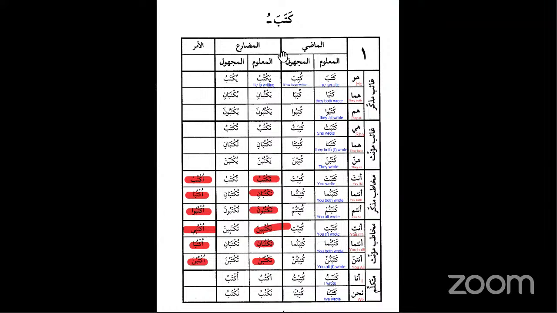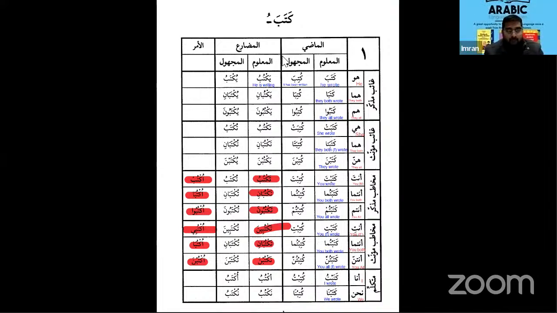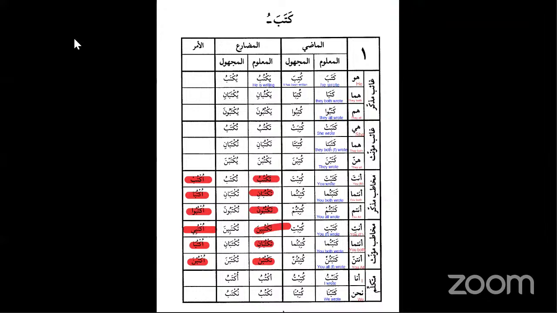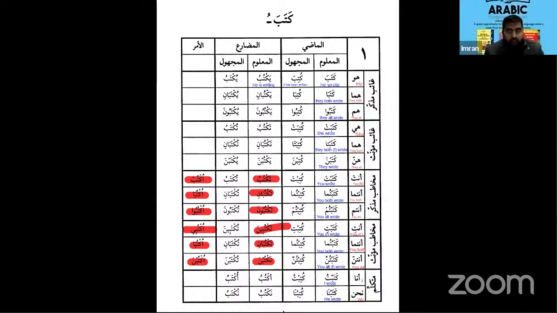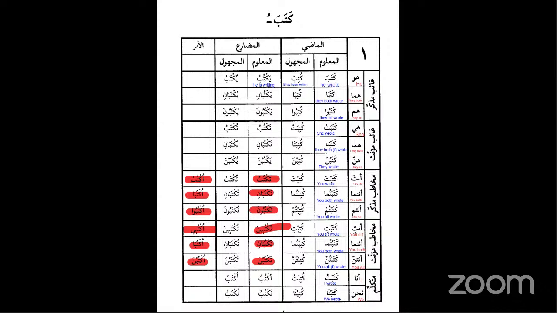Kataba, he wrote. Katabu, they all wrote. Katabat, she wrote. Huma katabata, they both female wrote. Hunna katabna, they wrote female. Anta katabta, you wrote masculine. Antuma katabtuma, antum katabtum, you all wrote masculine. Anti katabti, you wrote feminine. Antuma katabtuma, you both wrote feminine. Antunna katabtunna, you all wrote feminine. Ana katabtu, I wrote. Nahnu katabna, we wrote.